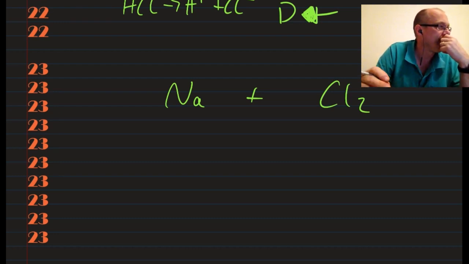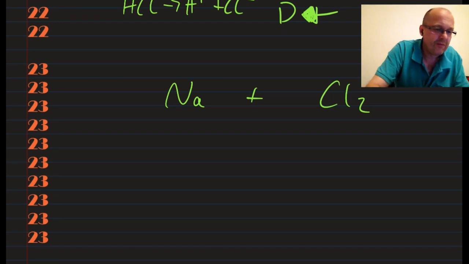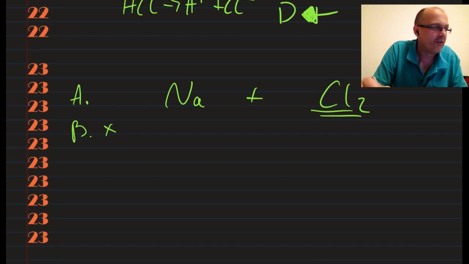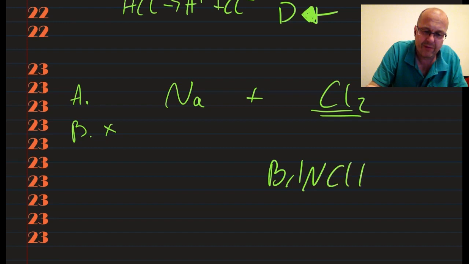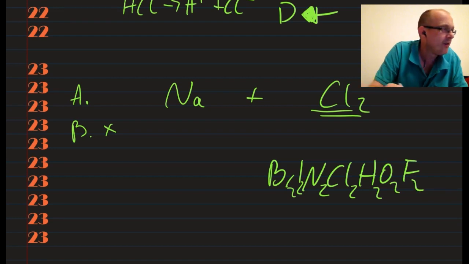let's have a look. It could be A, sodium liquid. It can't be B because chlorine's diatomic, so it's monatomic there. And so don't forget what's diatomic. You've got Brinclhof. These are the ones that are diatomic: bromine, iodine, nitrogen, chlorine, hydrogen, oxygen, fluorine.